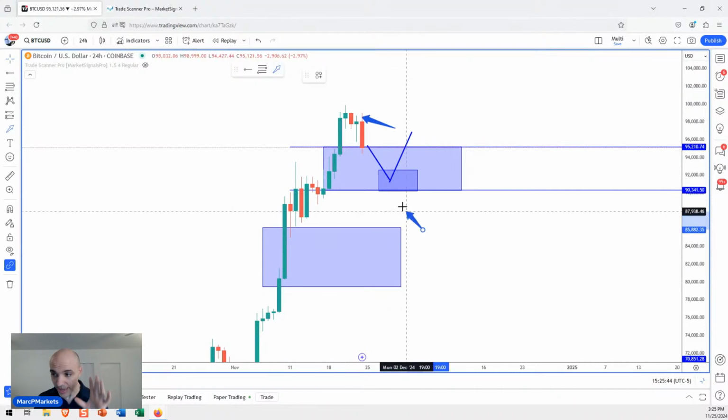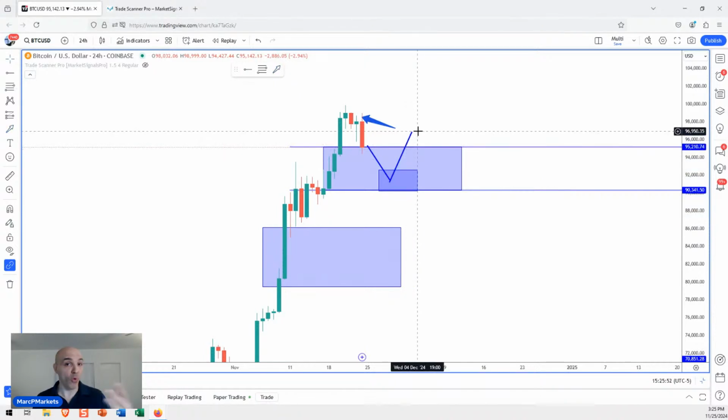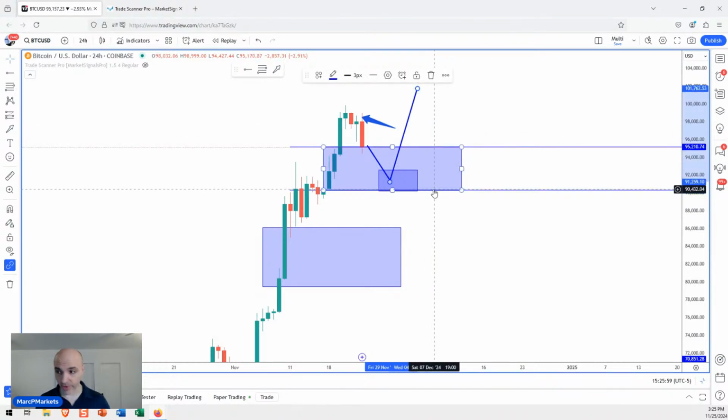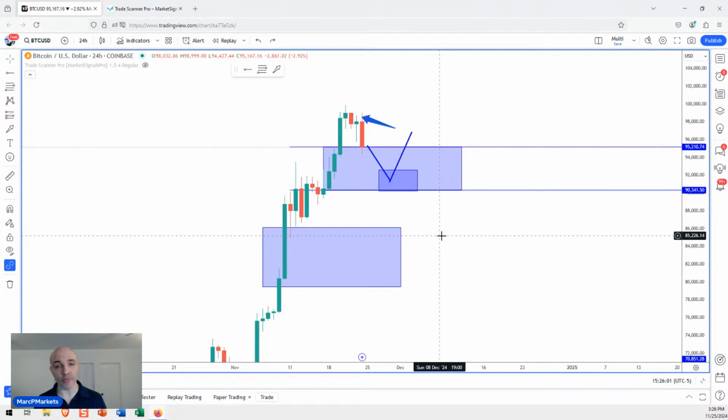So if we get confirmation, that increases the chances that the next move will be as anticipated, which would be a test of the high. Now, will we make a higher high? Possibly. This is a higher low, so in theory, this should be a higher high. In theory, but there's no guarantee that it will be. You have to take the chance.